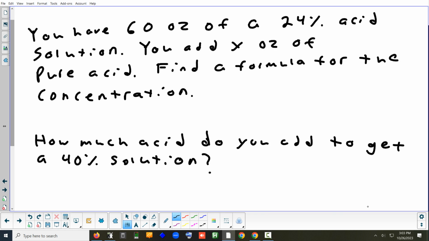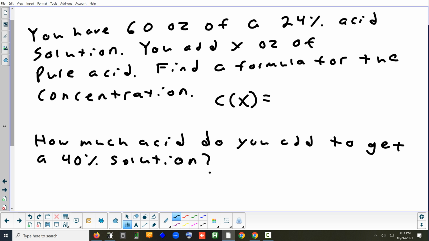So the next problem we're going to look at is a concentration problem. Generally for that, they'll give you an amount of ounces that you're starting with and a percentage of acid that is in those ounces. And you're going to pour in 100% pure acid into your mixture to make it stronger. So the first thing we want to do is to find a formula for the concentration as a function of how much acid you pour into your mixture.